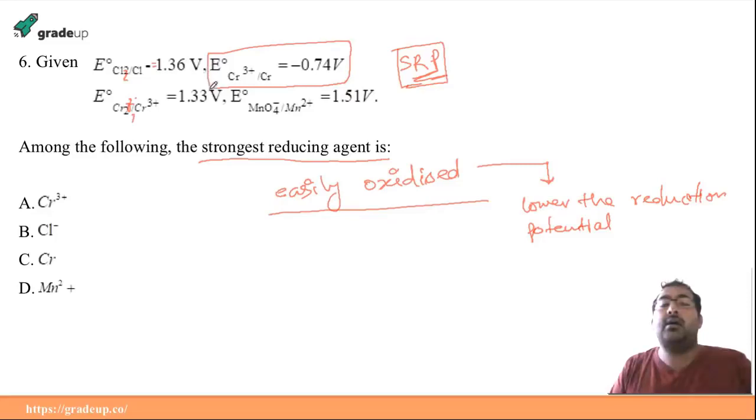Simply the Cr3+, Cr2+, Cr1+. Alright, so among the following, the strongest reducing agent is Cr3+, because it has the lowest reduction potential, so it is easily oxidizable, so it is the strongest reducing agent, right? All right, move on.